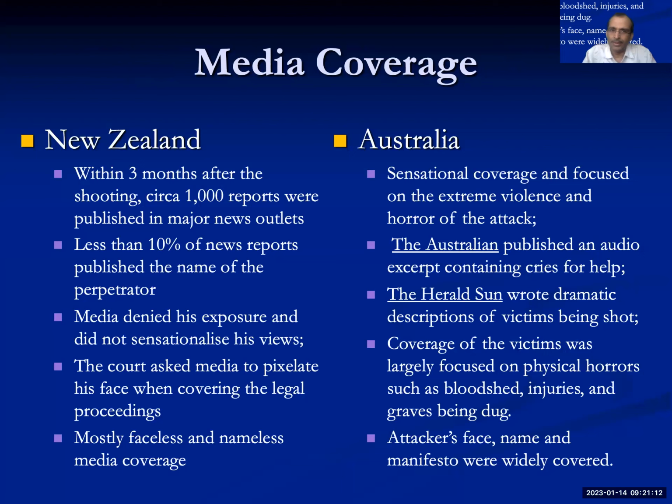Now we can see how New Zealand media and Australian media covered the same scenario in different ways. For example, within 3 months after the shooting, around 1,000 news reports were published in New Zealand's major news outlets. Out of those, only 10% or less published the name of the perpetrator. Others tried not to publish the name, just saying perpetrator or some other synonyms, because they don't want to add additional hatred because of the name. Similar names in other societies can be the subject of bullying, so we should be careful about the name as well.